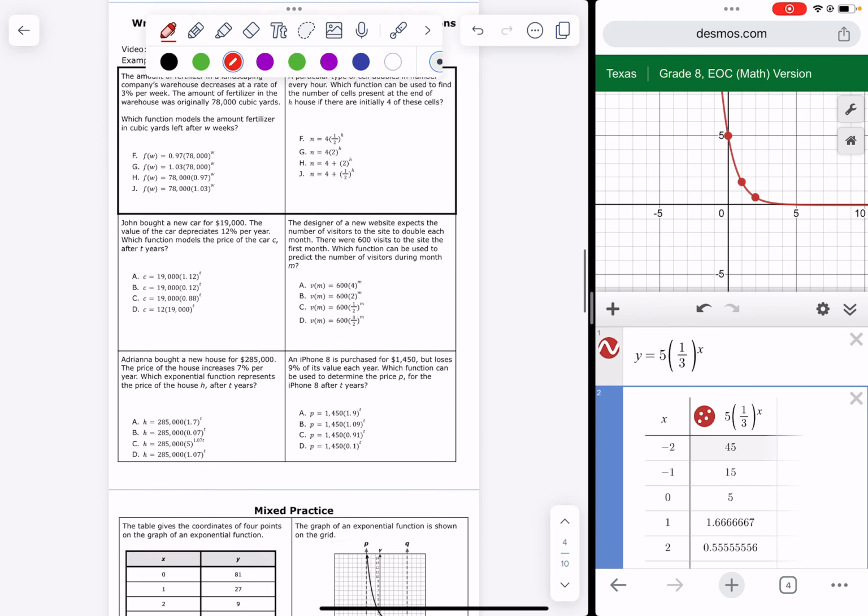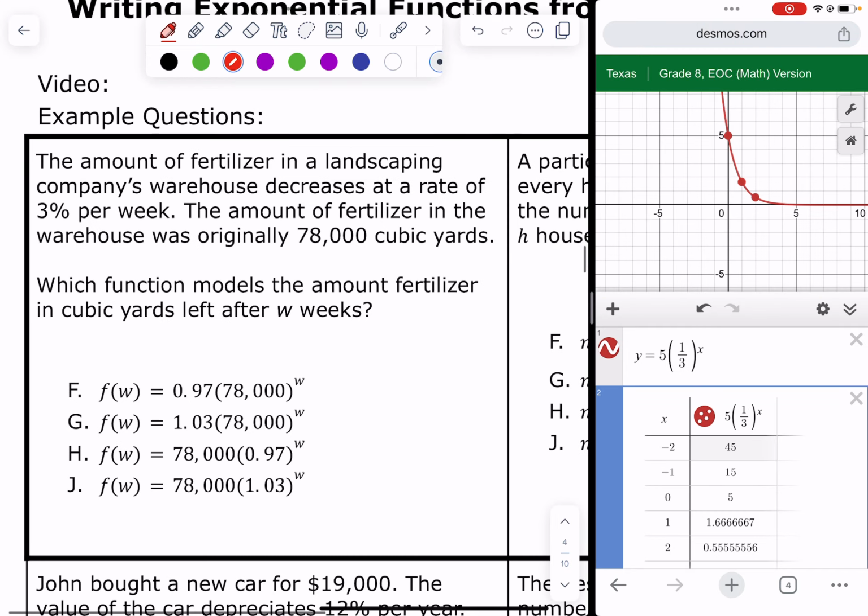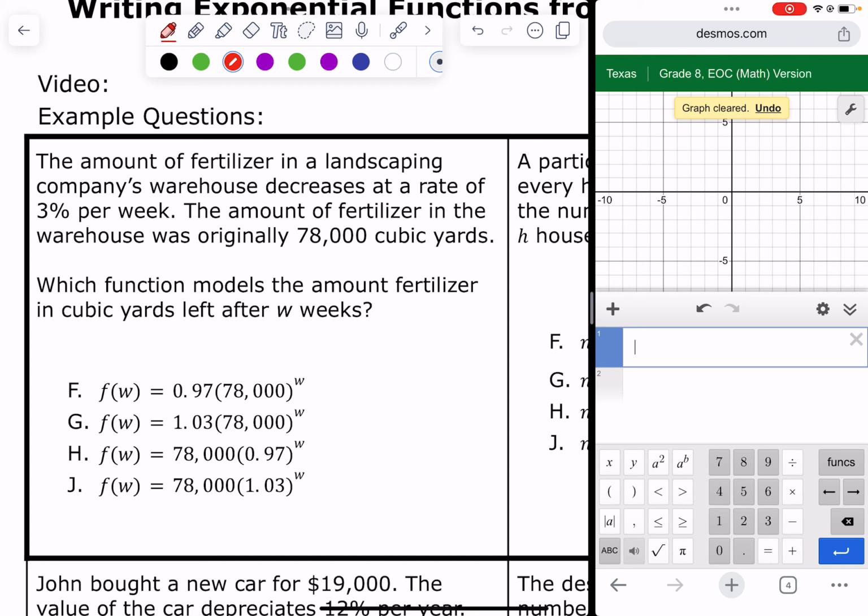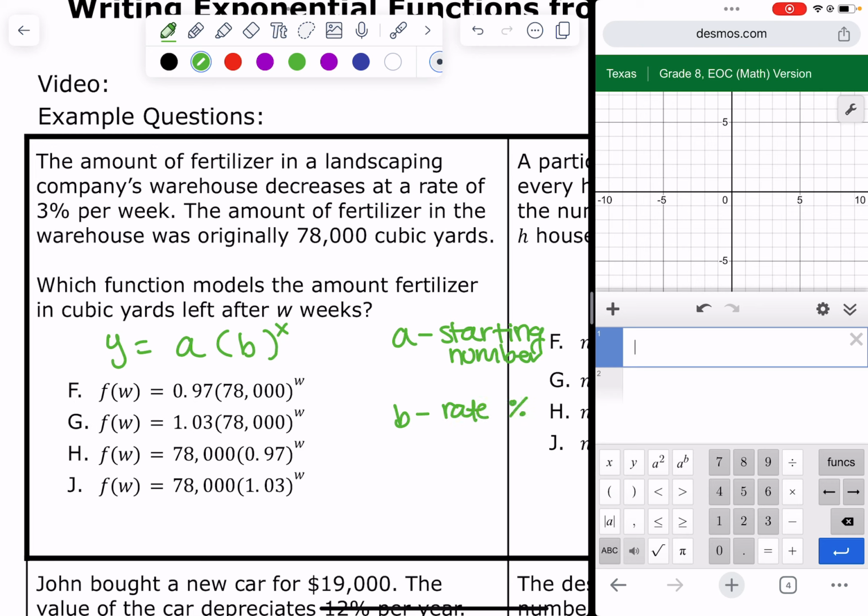All right, last two, I believe. So, delete all. It says, the amount of fertilizer in a landscaping company warehouse decreases at a rate of 3% per week. The amount of fertilizer in the warehouse was originally 78,000 cubic yards. Which function models the amount of fertilizer in cubic yards left after W weeks? So I know I'm going to use y equals a b x. And I know a is our starting number. And I know B is our rate, which is also our percent.